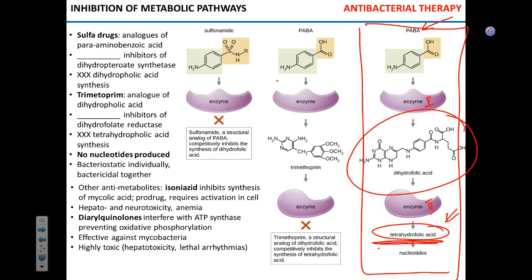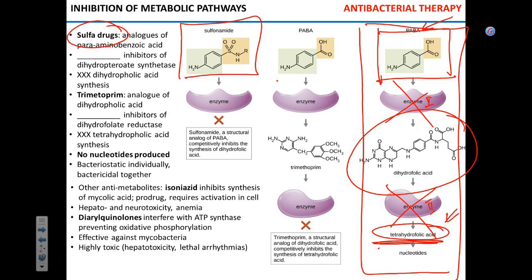Correct? Makes sense? Now, there are two types of drugs that can inhibit either enzyme 1 or enzyme 2. One type of drugs is sulfa drugs, sulfonamides. Remember we talked about the discovery by Domagk and other German guys, the Prontosil? That was the first sulfonamide that was actually discovered. If you would look at the structure of a typical sulfonamide and the structure of para-aminobenzoic acid, you can see that those structures are fairly similar.